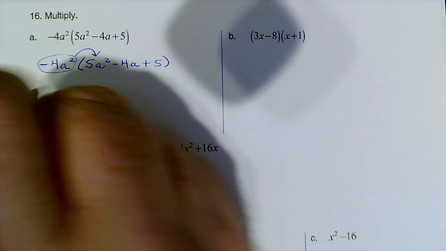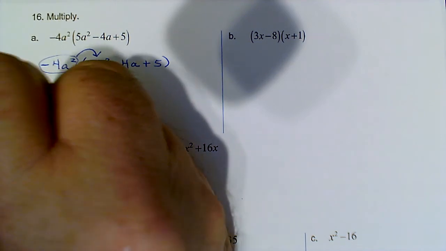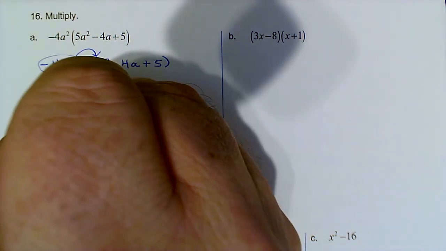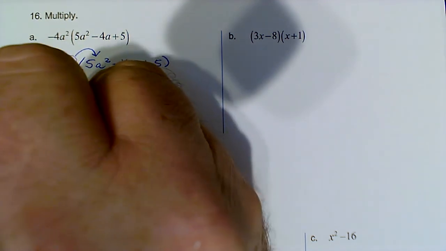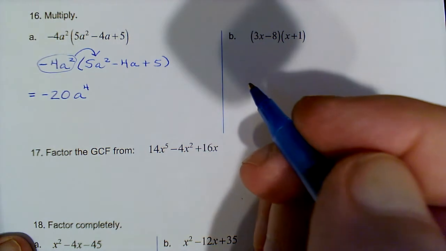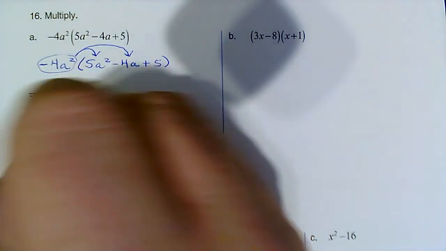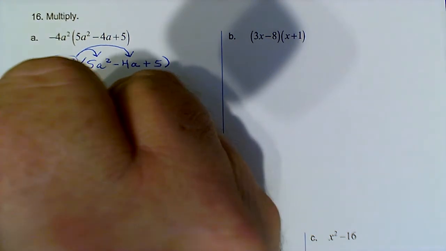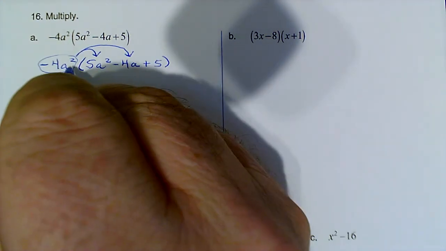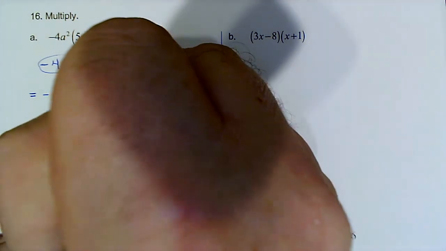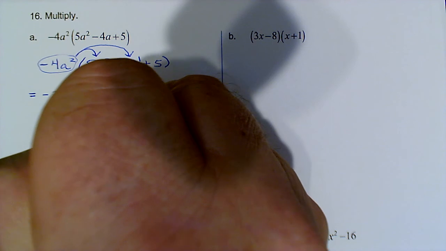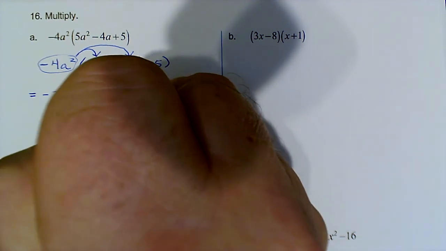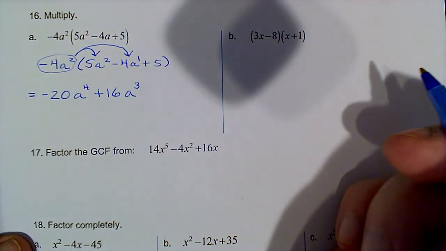So negative 4 times 5 is negative 20. And then when we multiply the common bases, a squared times a squared, we keep the base and we add the exponents. So a to the fourth. Distributing the negative 4a squared to the next term, negative 4 times negative 4 is positive 16. And then we have a squared times a, that's a to the first, it's understood. And multiplying common bases, again, we keep the base, a, we add the exponents, 2 plus 1 is 3.